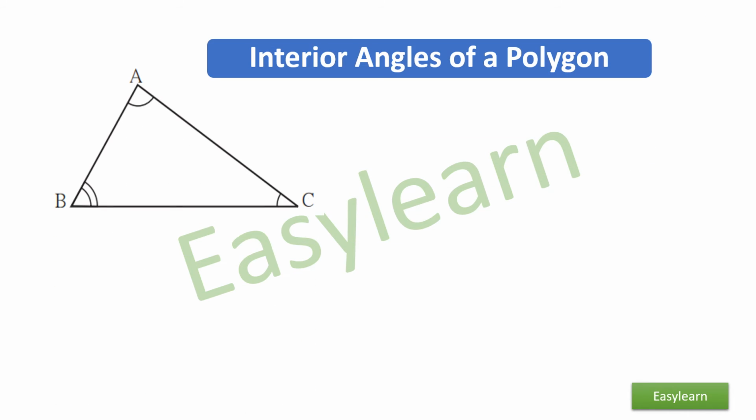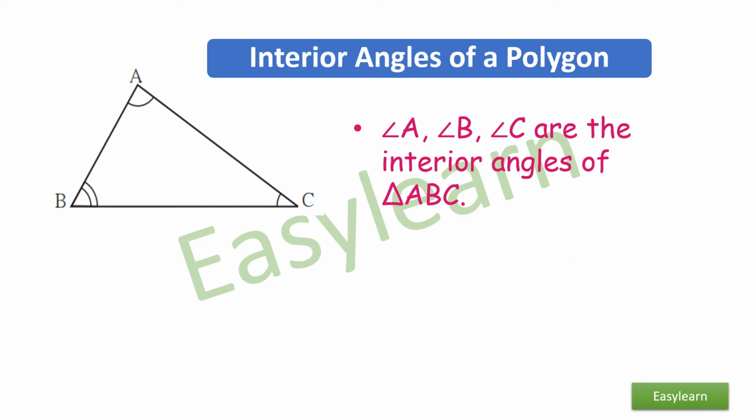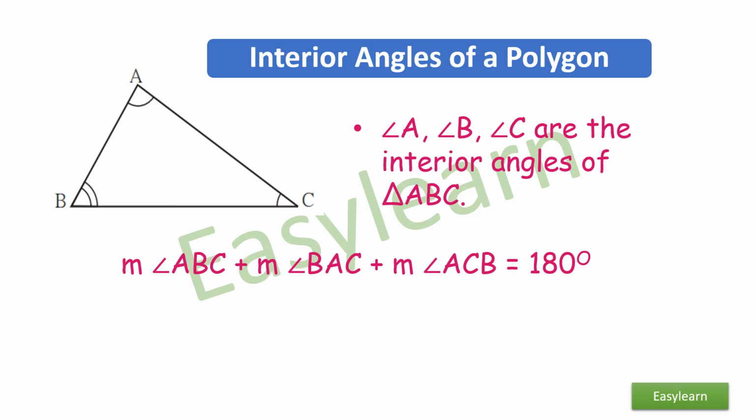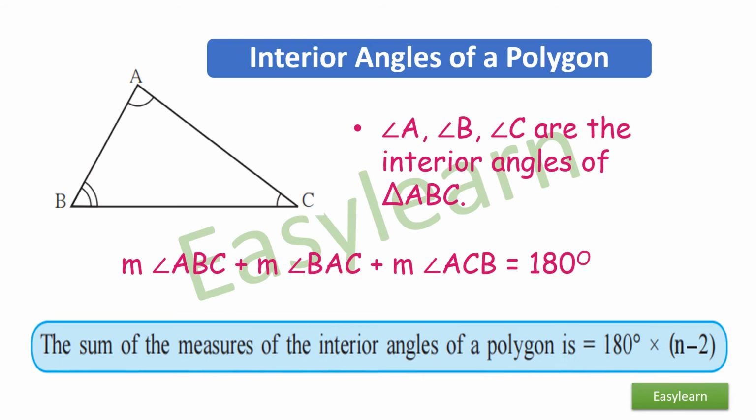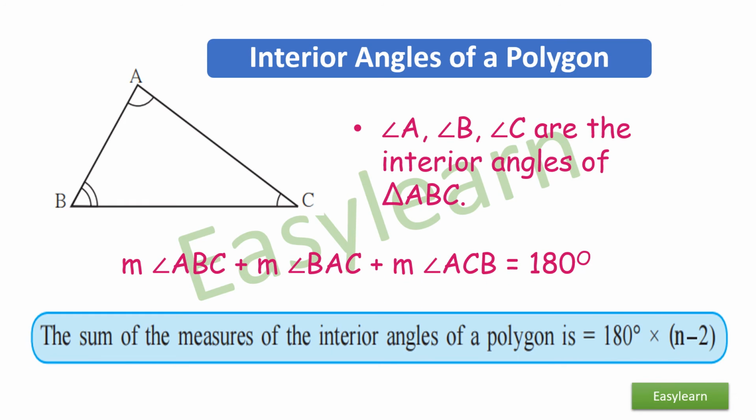Therefore, for the interior angles of a triangle, angle A, angle B and angle C are the interior angles of triangle ABC, and their sum is 180 degrees. But for a polygon, the sum of the measures of interior angles is 180 degrees into n minus 2.